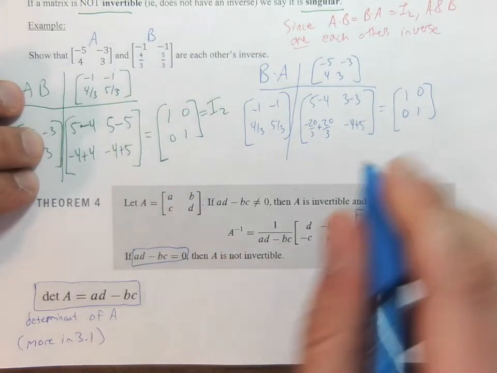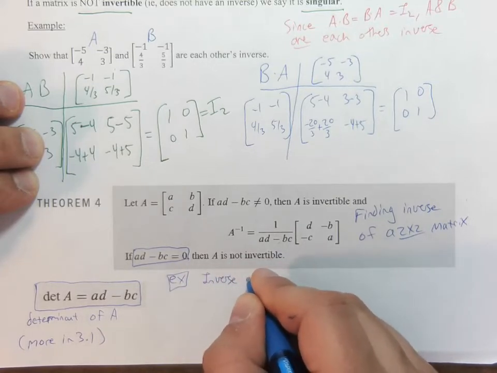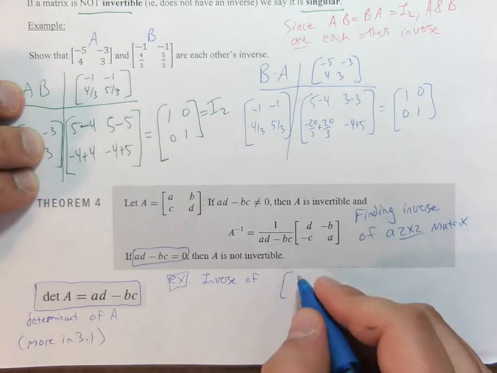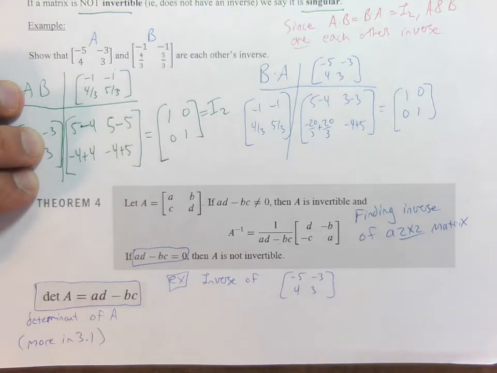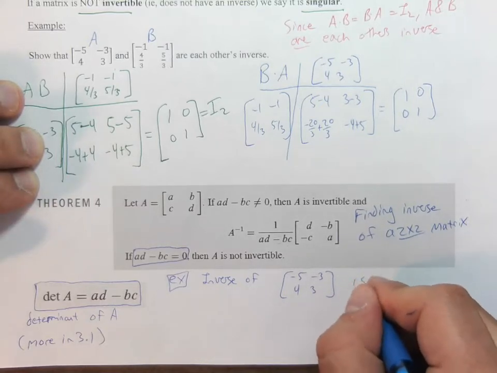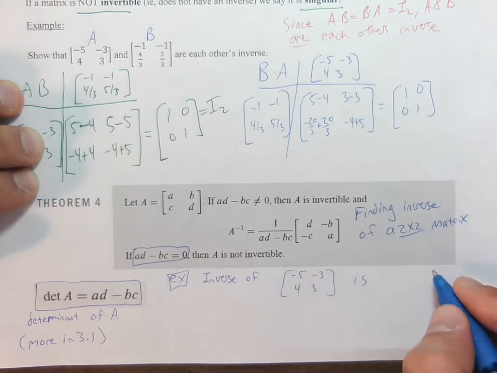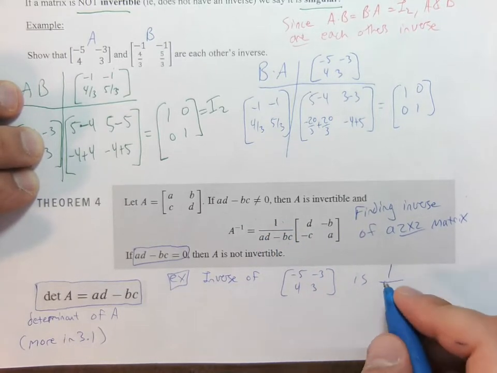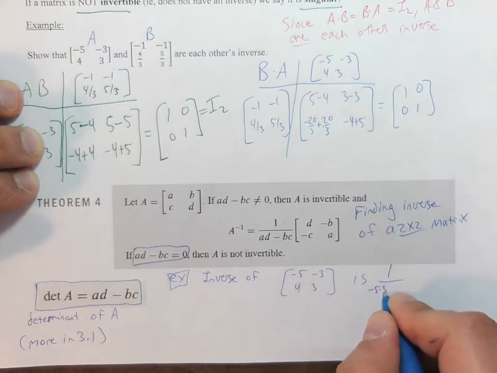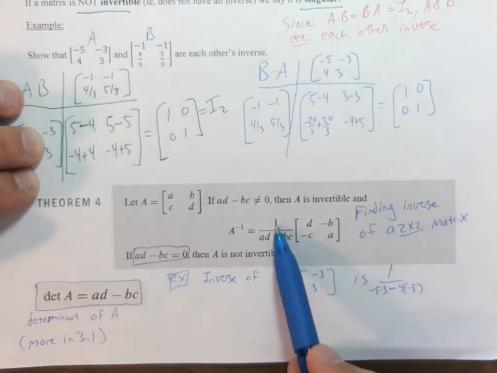So, for example, let's do the inverse of the matrix A right there. So minus 5, minus 3, 4, and 3. Well, what we do is we follow this formula. Let me actually write down this part first. So 1 over AD minus BC. So we have 1 over AD is minus 5 times 3. And then BC is going to be 4 times minus 3. And so that's the fraction part.